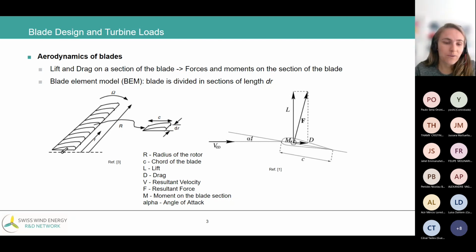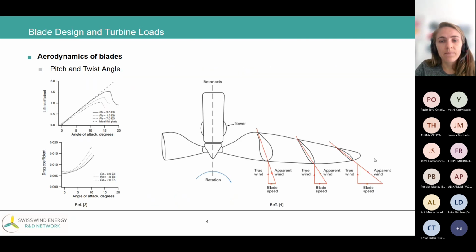Probably this is known to everybody: the lift, the drag and the resultant force will be a function of the wind speed that reaches this blade, and also the angle of attack. The angle of attack is between the chord of the blade and the wind speed that reaches this blade.